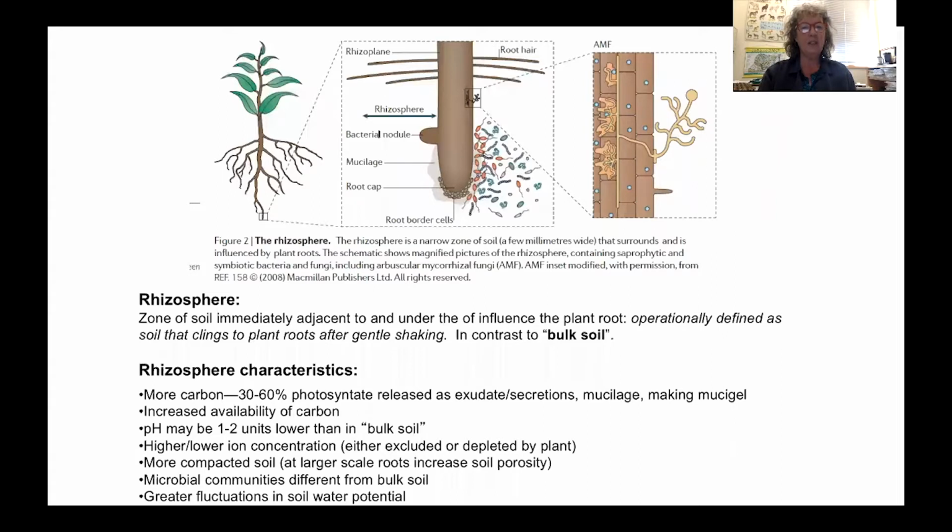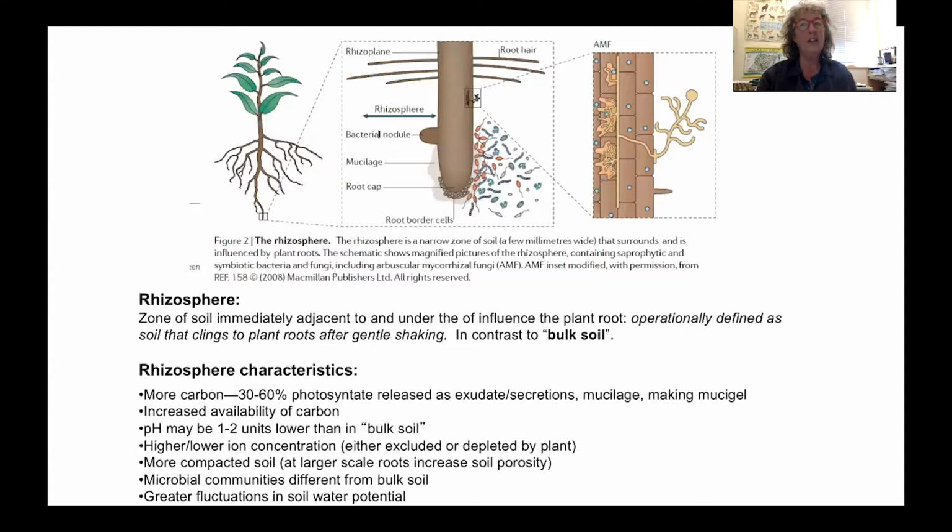pH might be a little bit lower than the bulk soil. You have ions that are either higher or lower in concentration, depending on what the plant does with them once they move towards the plant root when it's transpiring. You can have more compaction right around there. You have distinctly different microbial communities in the rhizosphere than the bulk soil, a lot of them plant growth promoting organisms that are going to really help the plant.